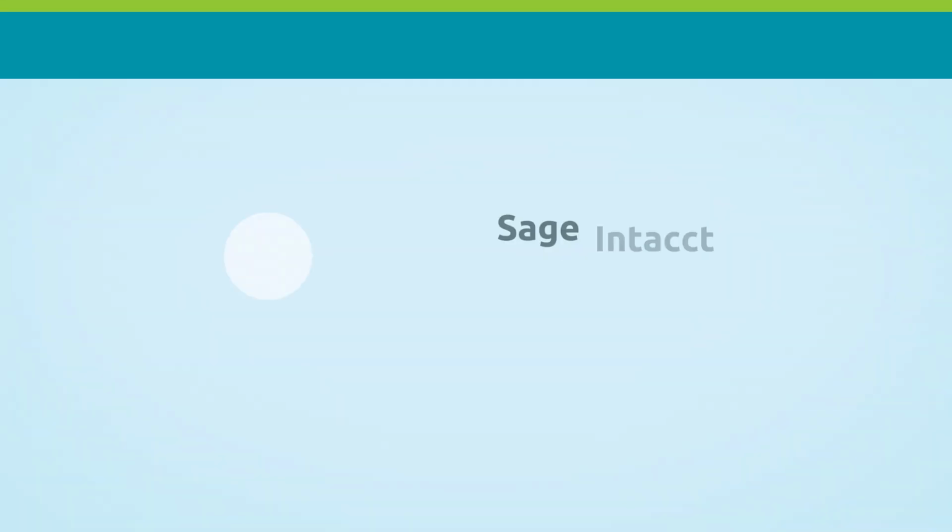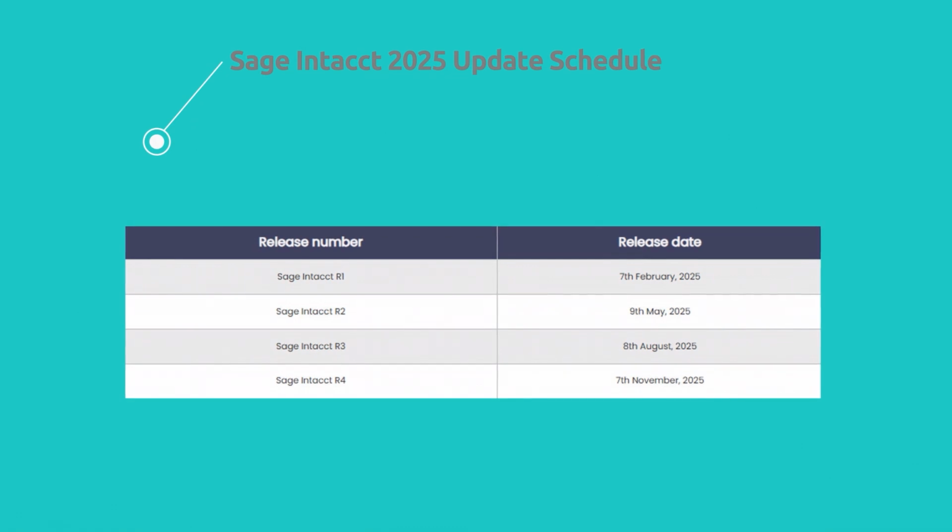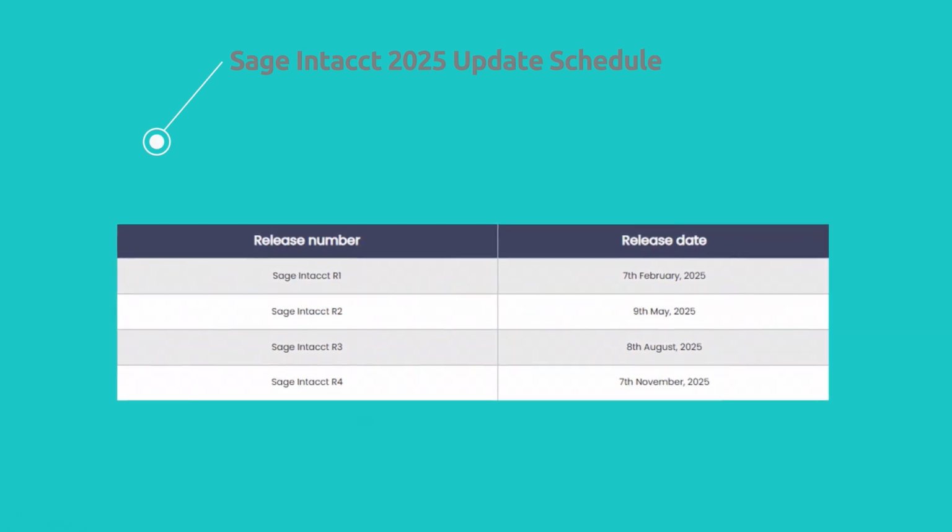In this video, we've discussed just some of the changes and new features that were included in the R4 update for Sage Intacct, but as with every update, there are so many things it's impossible to cover it all in just one video. Remember that Sage Intacct is updated for free 4 times per year, always adding new features or improving existing functionality. Here is the update schedule for 2025 for Sage Intacct. For each of these updates, we will also be making a video to explain some of the bigger changes and new features that have been added.